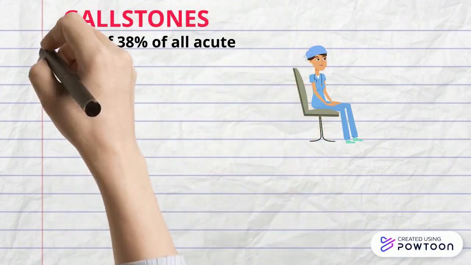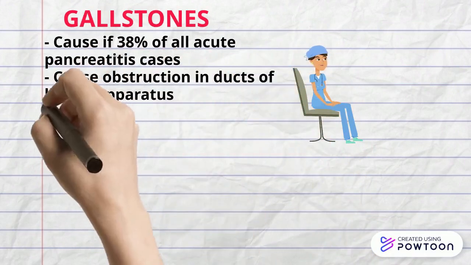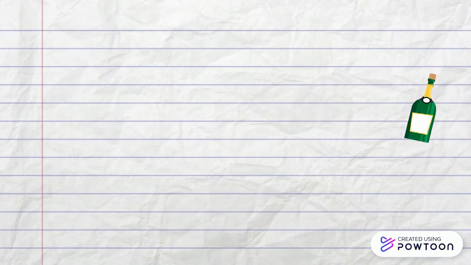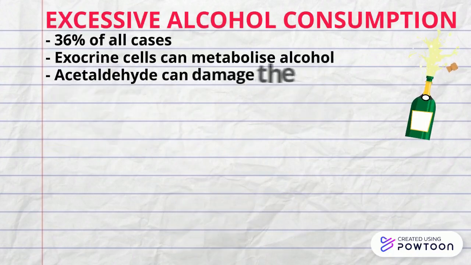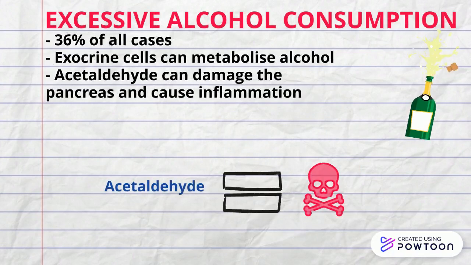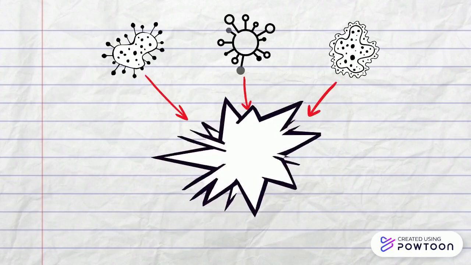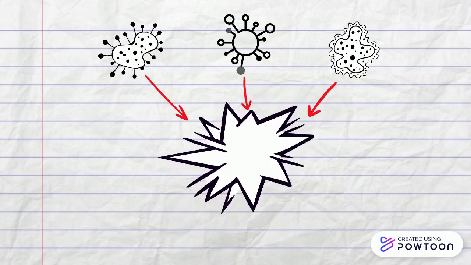Gallstones cause obstruction in the ducts of the biliary apparatus. If this blockage occurs, the flow of pancreatic enzymes into the small intestine to aid digestion is blocked, causing retrograde flow back into the pancreas. With excessive alcohol consumption, the acinar cells, or exocrine cells of the pancreas, are able to metabolize alcohol into acetaldehyde, a toxic metabolite that damages the pancreatic cells. Both of these disruptive mechanisms cause a buildup of the exocrine enzymes produced by the pancreas, causing inflammation.